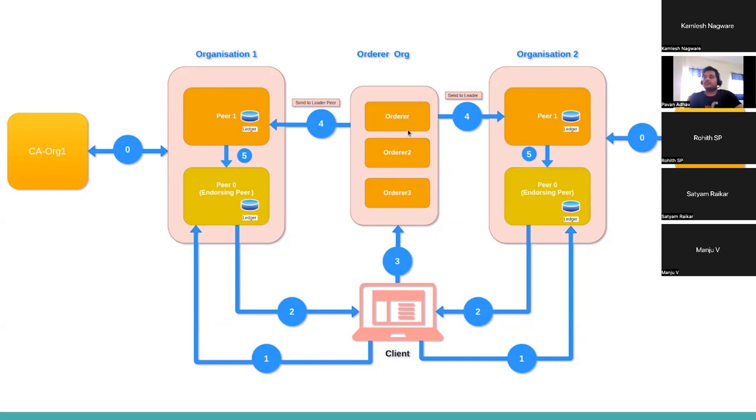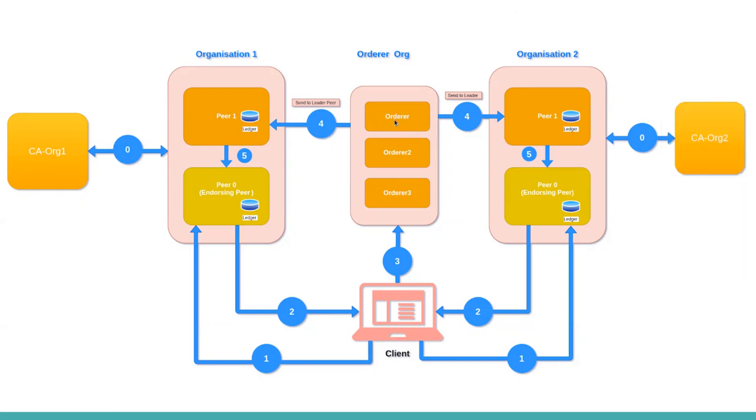One of the orderers will be the leader and will create a block. After creating the block, the orderer also needs to sign it. At the end, we generally get one signature, the orderer signature. The orderer creates the signed block and sends it back to the leader peer of the organization. It's the leader peer's responsibility to distribute the block to all the peers in the same organization, their validation takes place, and finally the block gets committed to the ledger.